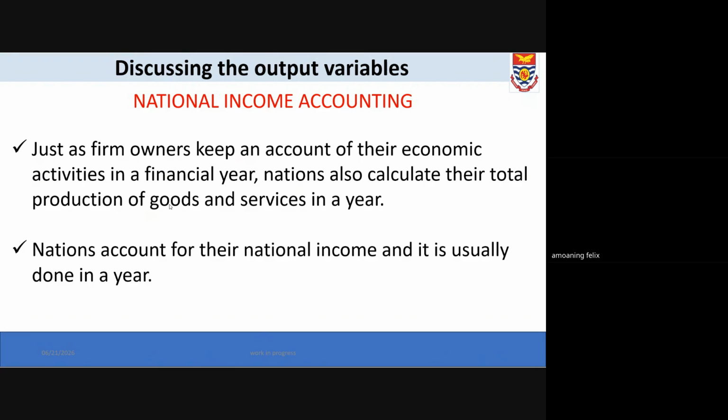So just like any firm or business owner does, nations also calculate the total production of goods and services that occur within the nation. We are saying that nations account for their national income, and it is usually done annually. So we do the national income accounting every year.